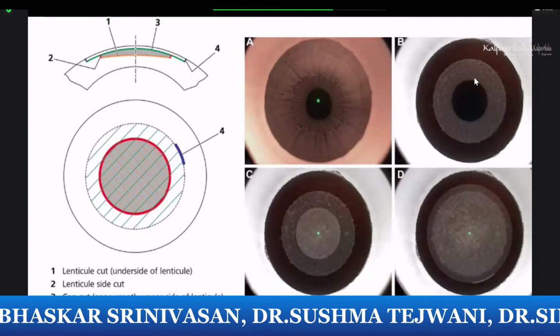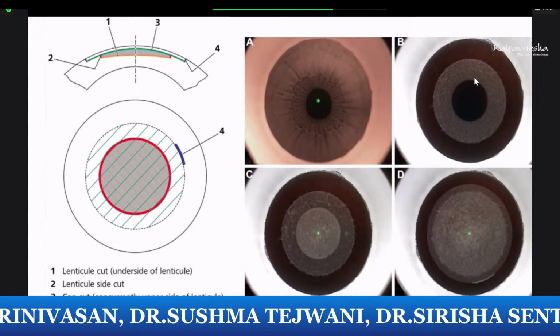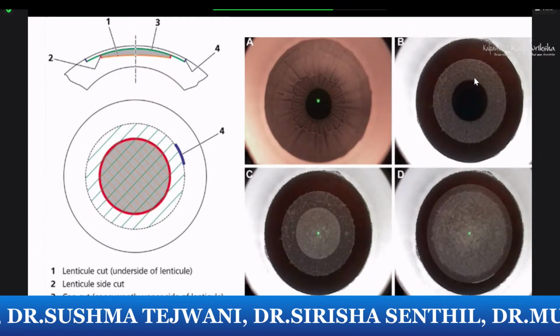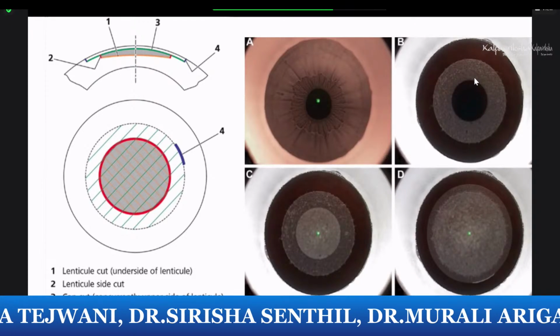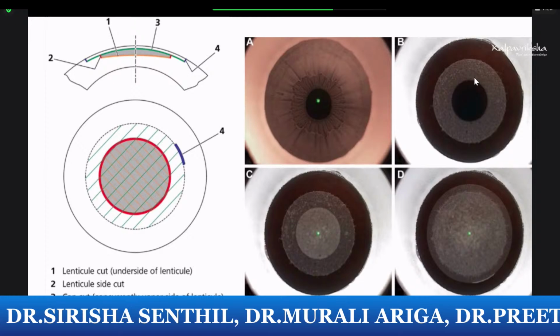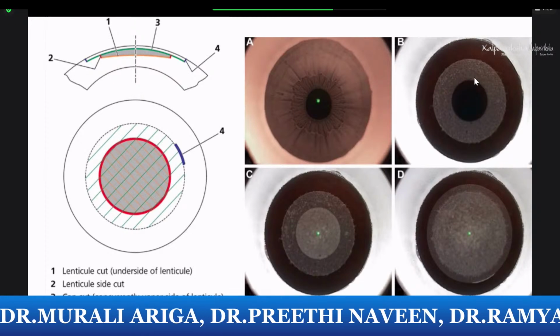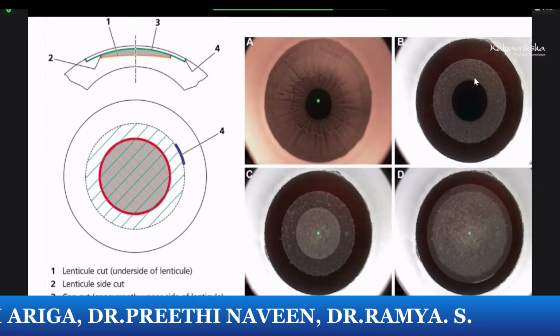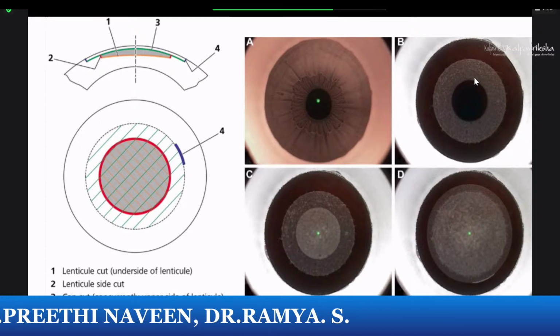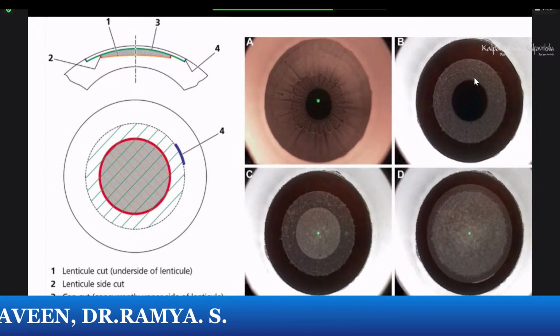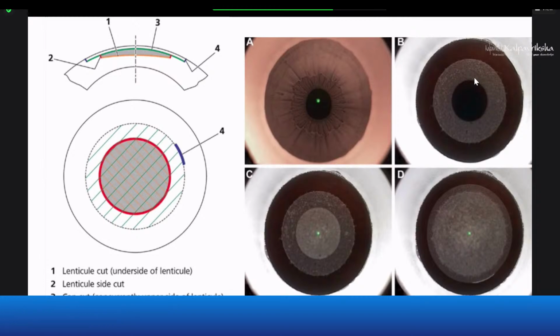So this is how it is. On the left, you have a pictorial representation. 1 is the lenticule cut or the undersurface of the lenticule. 2 is the lenticular side cut. 3 is the cap cut or the anterior surface of the lenticule. And 4 is the incisional cut. Picture A shows the centration. Picture B shows the posterior surface of the lenticule, which forms out to in. Picture C shows the anterior surface of the lenticule, which goes in to out. And finally, the incisional cut.